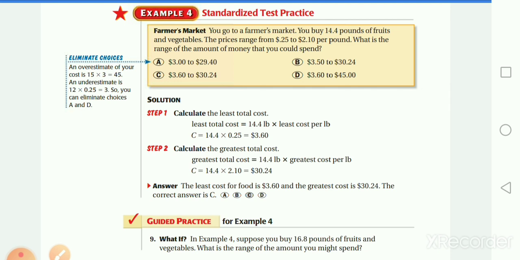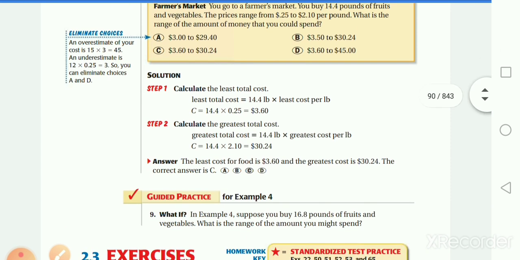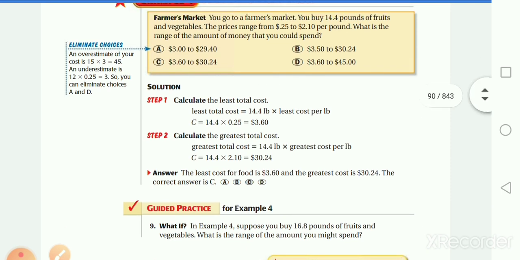Farmers market: you go to a farmers market and buy 14.4 pounds of fruits and vegetables. The prices range from 0.25, I mean $0.25, to 2.10 per pound. What's the range of the amount of money that you could spend? Calculate the least total cost first. The prices range from 0.25 to 2.10.